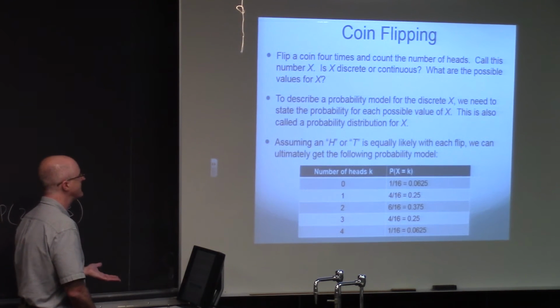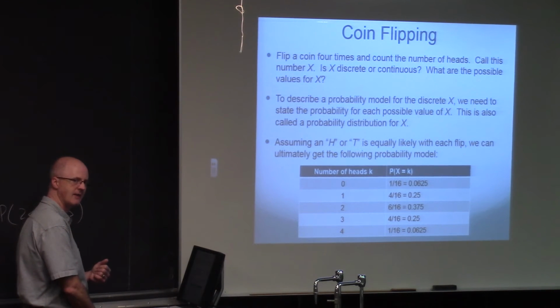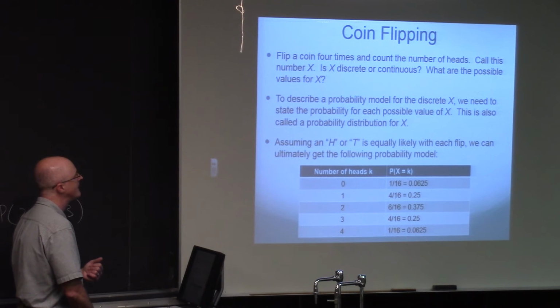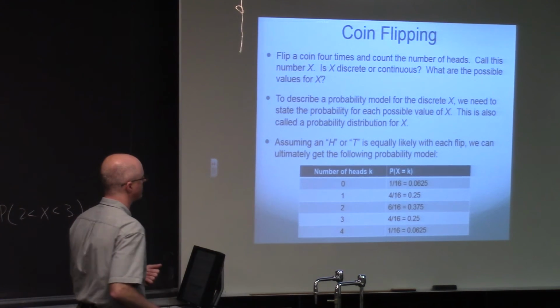I've got a coin flipping description here. I think I'm not going to spend time with this again today. Maybe I'll come back to it after the test next week. But it can be simulated. This is focused on the number of heads in 4 flips. And this is a probability distribution for that.